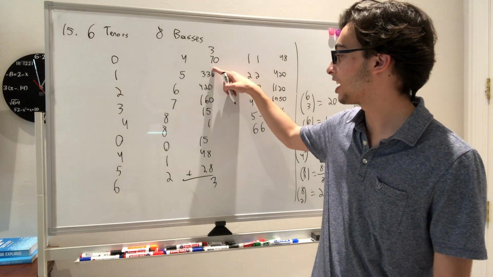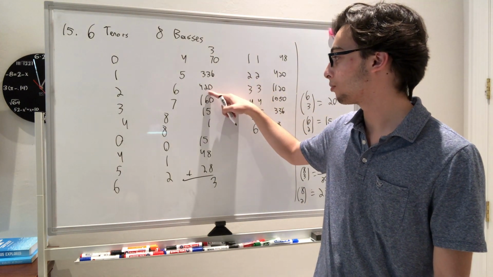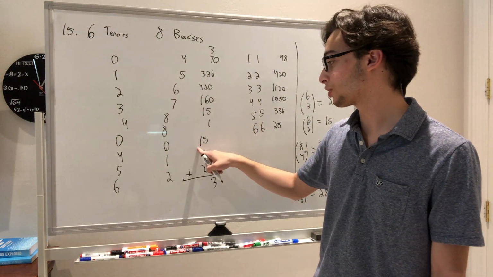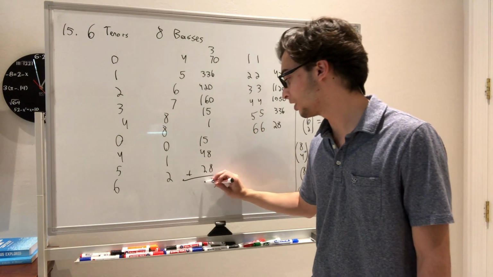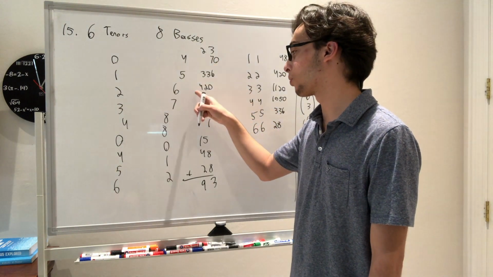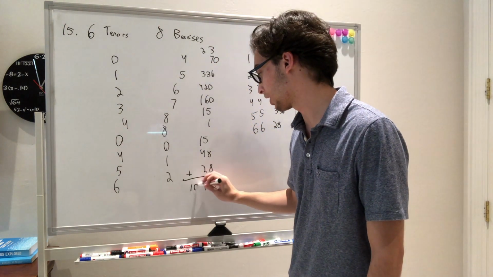So 3 plus 7 is 10, 13, 15, plus 6 is 21, plus 1 is 22, plus 1 is 23, 27, 29, carry the 2. So we have 2 plus 3 is 5, plus 4 is 9, so that's 10, so we have 1093.